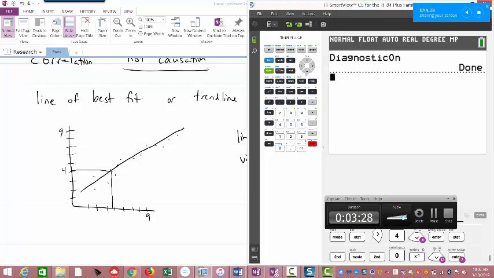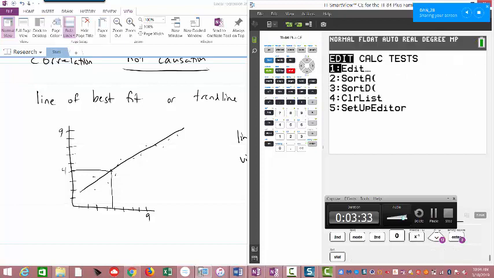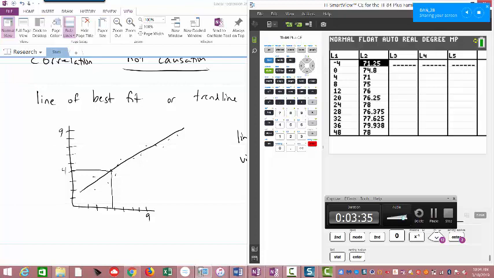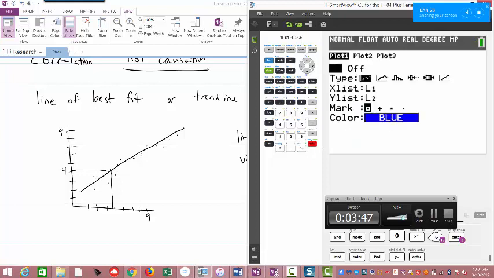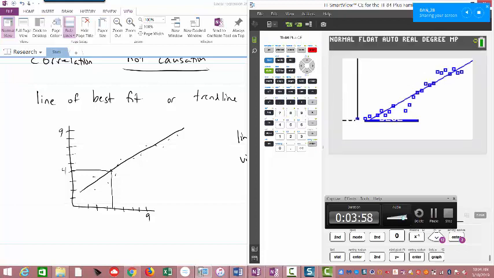Okay, now you put your data in. So you've got your data in. You want to see what that data looks like. Second y equals to go into your stat plot. Turn plot 1 on. Make sure it's that first one with all the little dots, your scatter plot. Your x is in list 1. Your y is in list 2. And then you can hit graph.